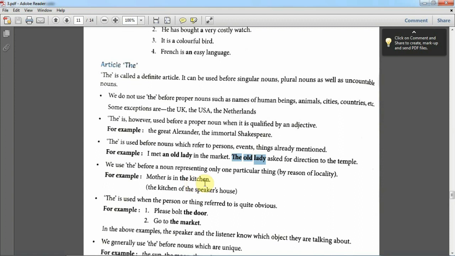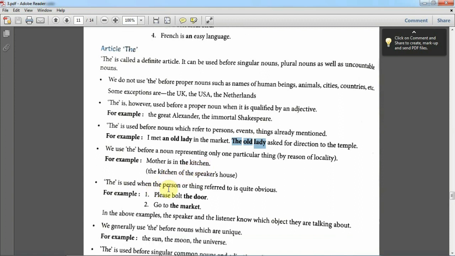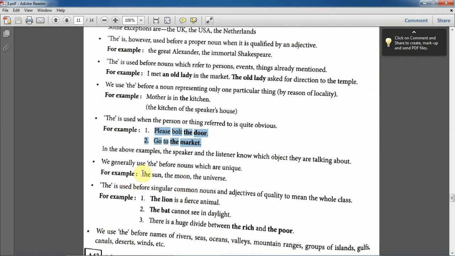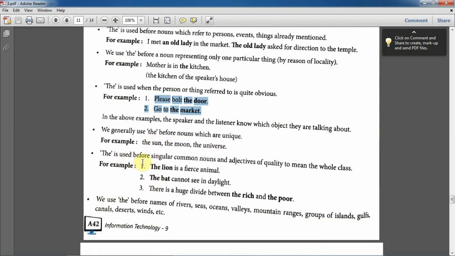For example, mother is in the kitchen. The is used when the person or thing referred to is quite obvious. Please bolt the door, go to the market. So this type of examples are given where we can use the. We generally use the before nouns that are unique: the sun, the moon, the universe. Then the is also used before a singular common noun and adjective of quality to mean the whole class: the lion, the bat, the rich, the poor. Here we can use the.